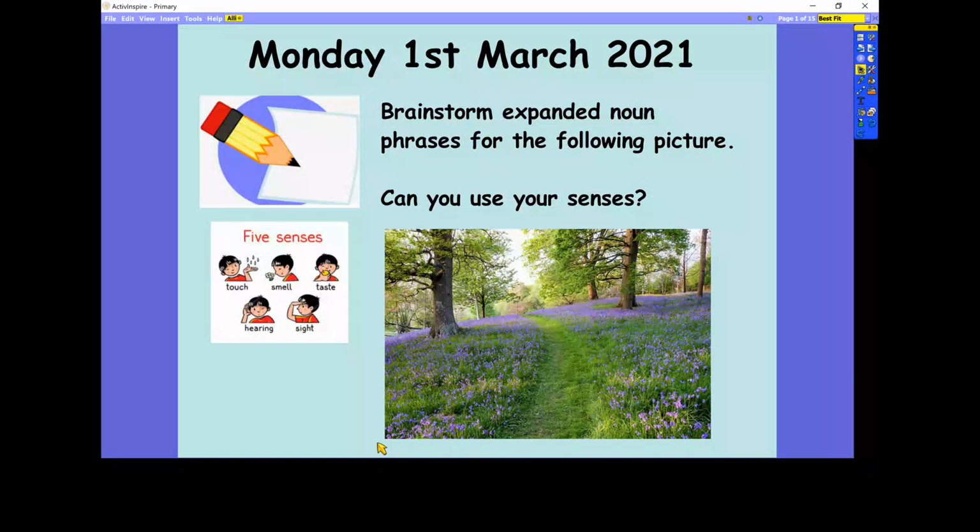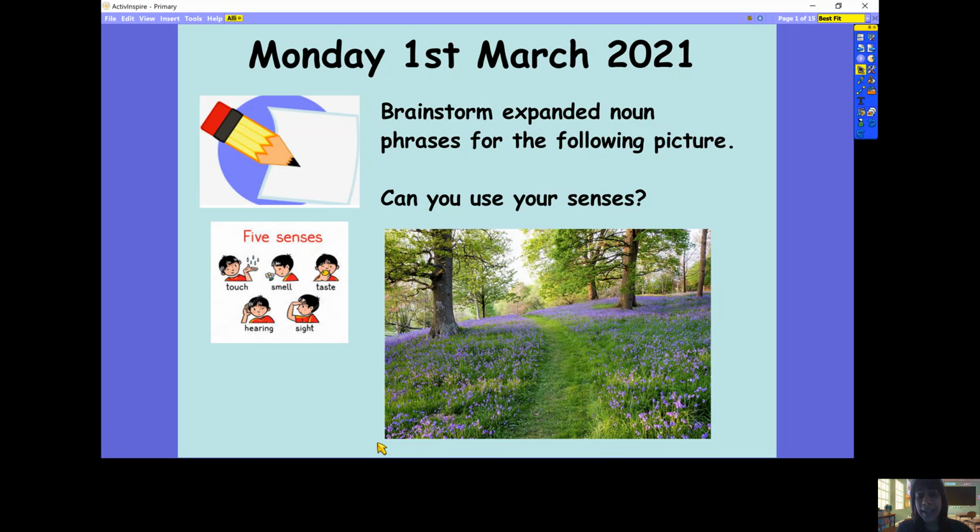So your do now today is you are going to continue with your work on expanded noun phrases. So remember, this means using adjectives to describe a noun. So have a refresh for a minute to yourself about what you need for a noun phrase. So you need your determiner, you need your adjectives, and you need your nouns.